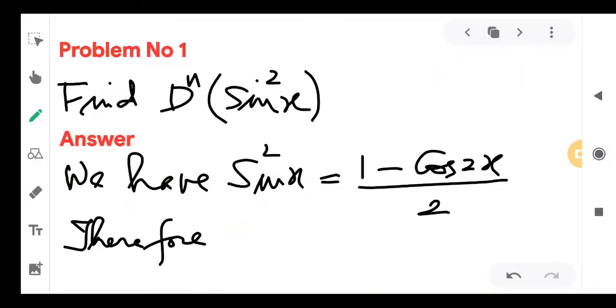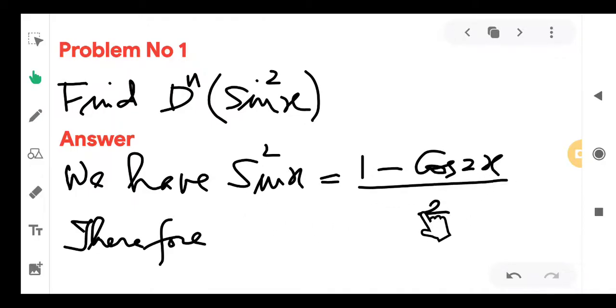So this is problem number 1. Find the nth derivative of sine square x. We have already found out how to find the nth derivative of sine x, but we don't know how to find the derivative of sine square x, sine cube x, like that. But we have the trigonometric result: sine square x is equal to (1 minus cos 2x) by 2. The advantage is that the square is converted to cos raised to 1. So it is (1 minus cos 2x) by 2.